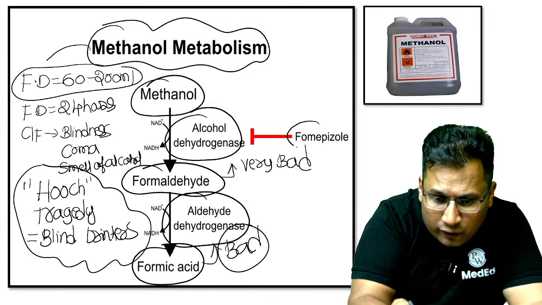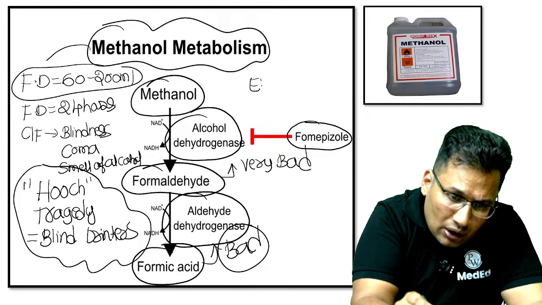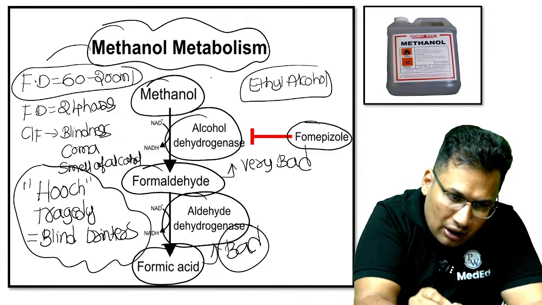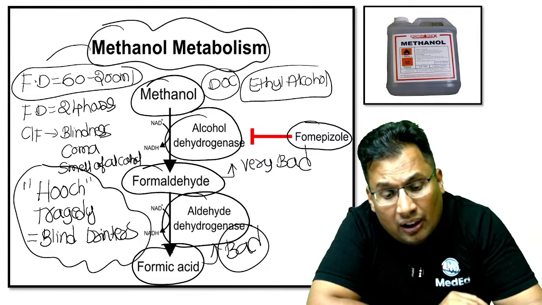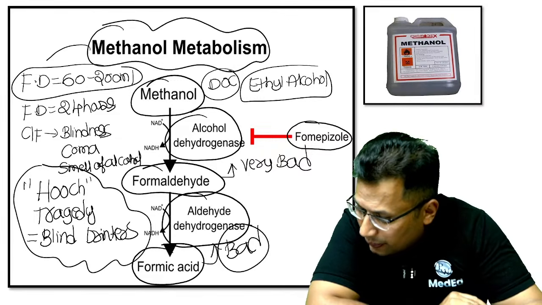So the treatment is fomepizole, or else you can give ethyl alcohol. What is the drug of choice? The drug of choice is basically ethyl alcohol or fomepizole. Yes, so this is what you need to remember.